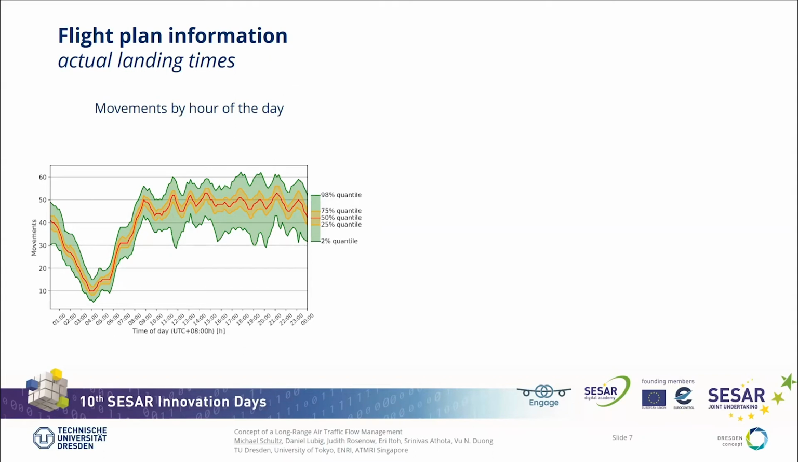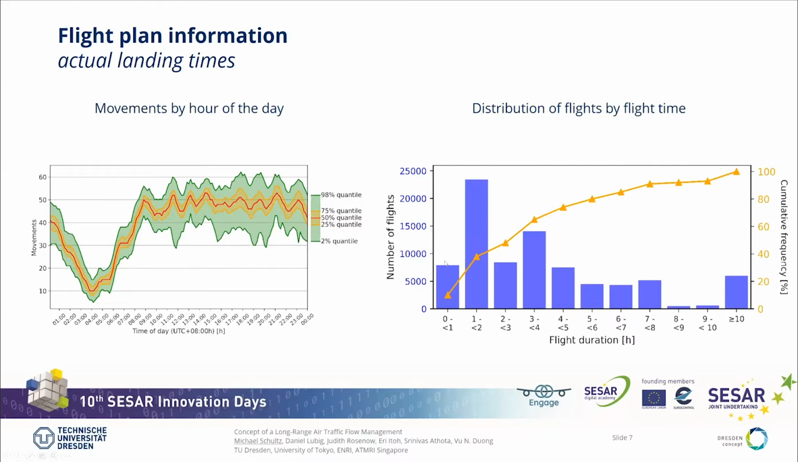What I mentioned before is that we're going for long-range ATFM. That means we want to control or regulate flights which are far away from the airport, in the cruise phase. The next picture shows the average flight duration. You can see roughly 40% of flights are 2 hours or less, and 60% are two hours and more. If you look at the initial ICAO paper, they say you should go for long-range ATFM. Long range for them means more than 5 hours, but it's still a share in Singapore of 20% of the flights that you can try to regulate.